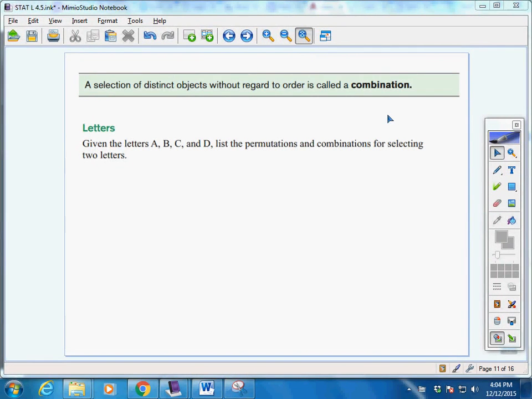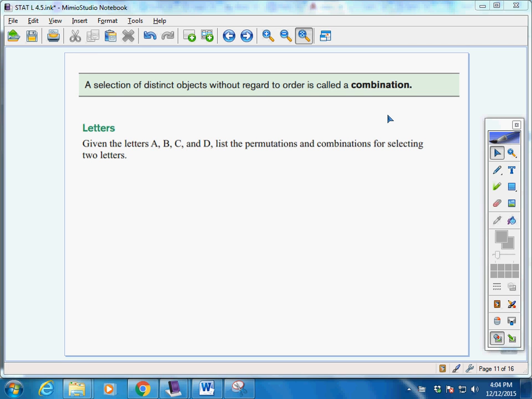Another counting rule is a combination, and what's special about that is that it's a selection of objects without regard to order. Think about it more like choosing a group. It doesn't matter if you're the first member chosen. If there's a group of 5 people, it just really doesn't matter the order.